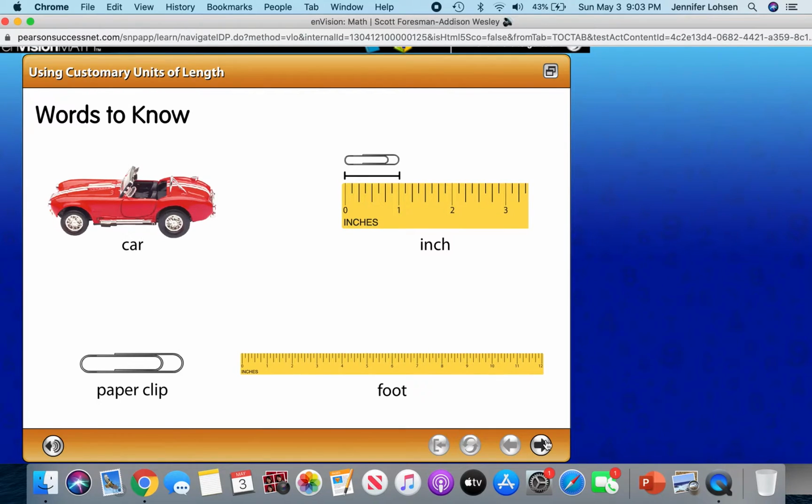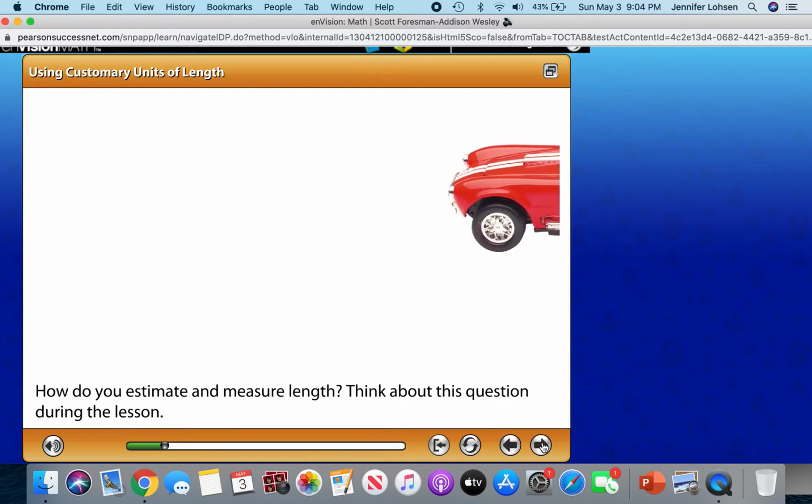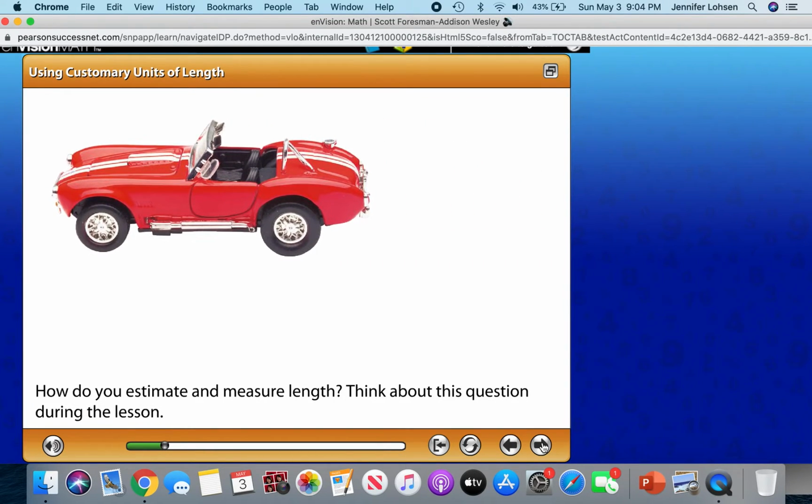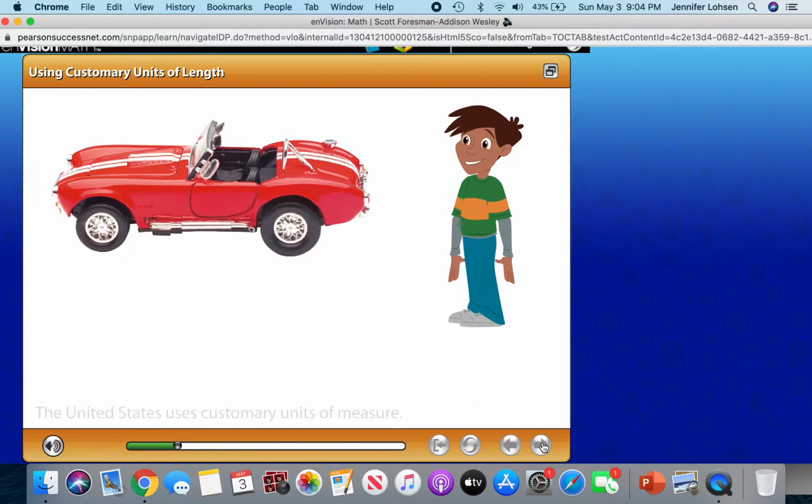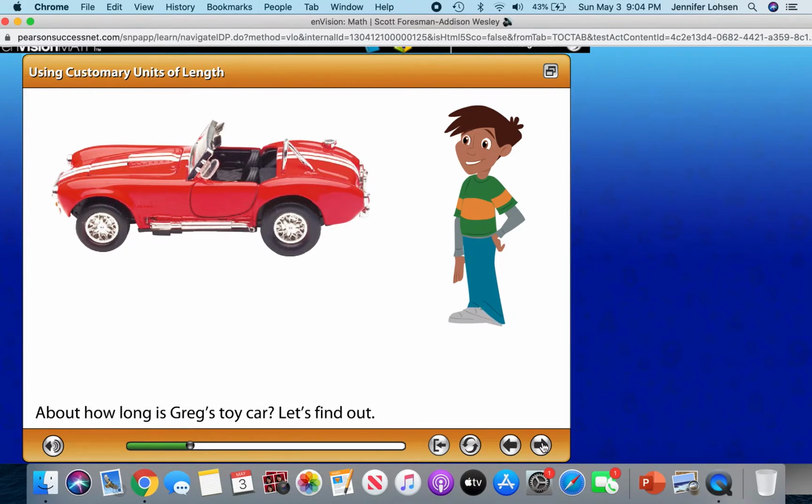So our words to know, we have a toy car, which is right here. We have an inch, which they're demonstrating for us here on this ruler. We have a paper clip, and we have a foot. They are demonstrating 1 foot with a ruler. How do you estimate and measure length? Think about this question during the lesson. The United States uses customary units of measure. About how long is Greg's toy car?